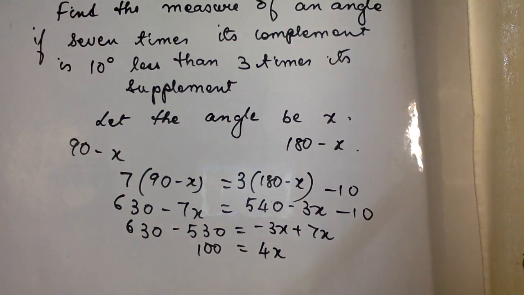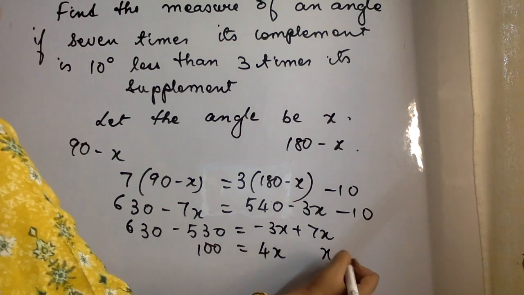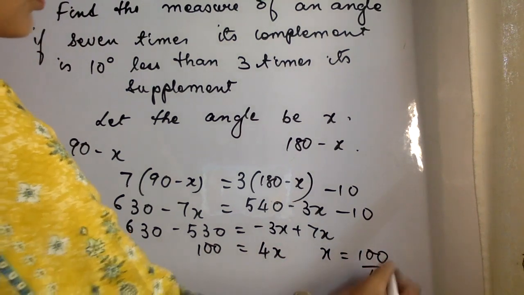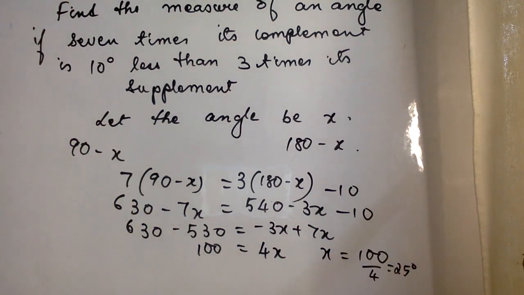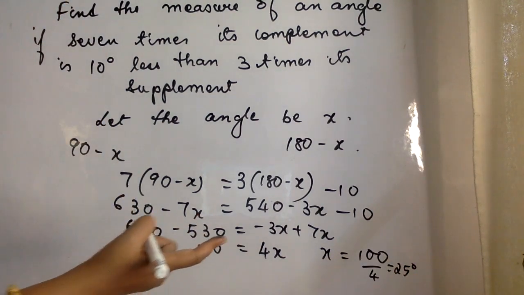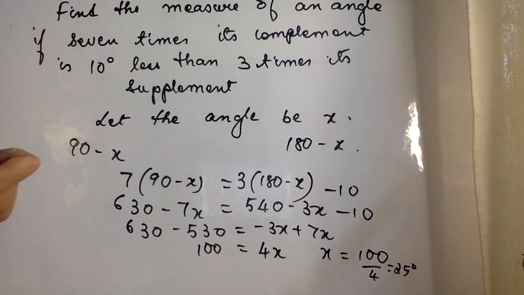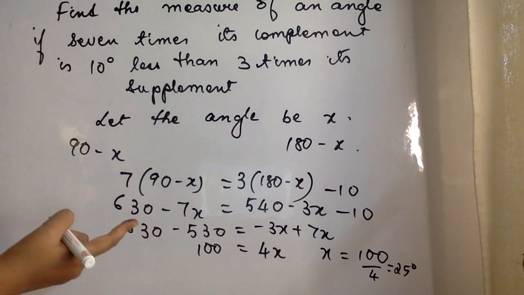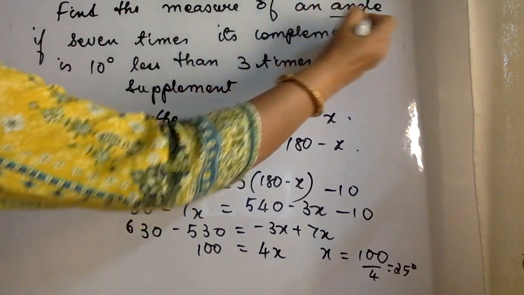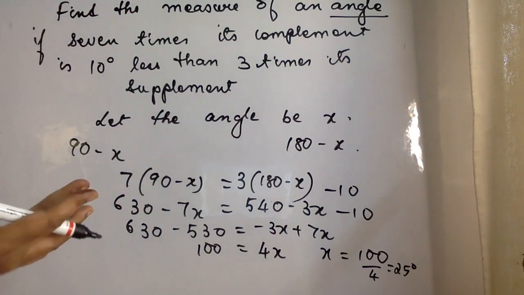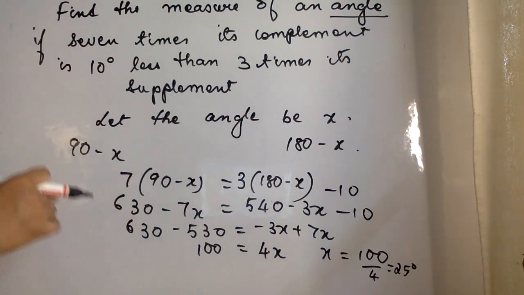So x is equal to 100 by 4, which is equal to 25 degrees. So the value of the angle is 25 degrees. Yes, the value of the angle is 25 degrees. They said find the measure of an angle, they never asked for the supplement or the complement. So we can stop with the sum here only.